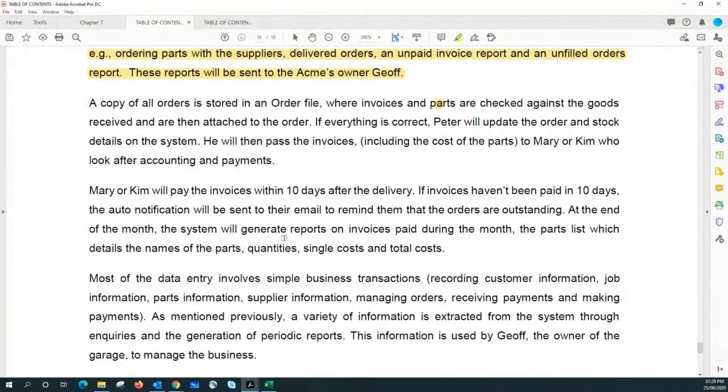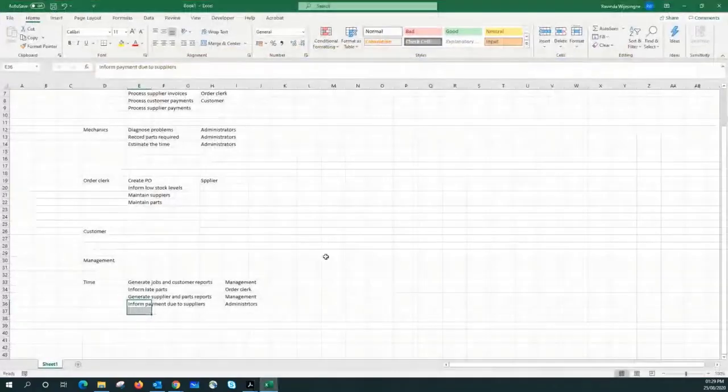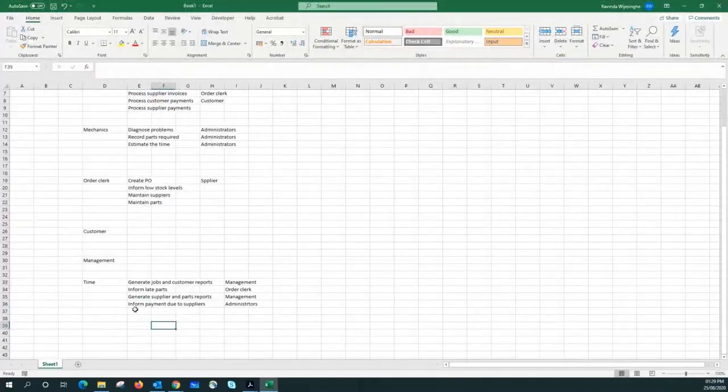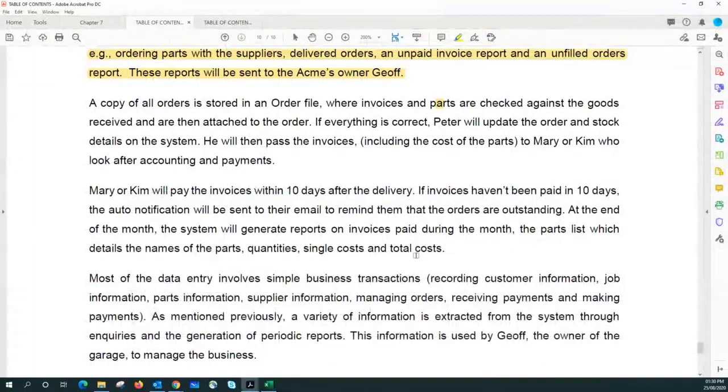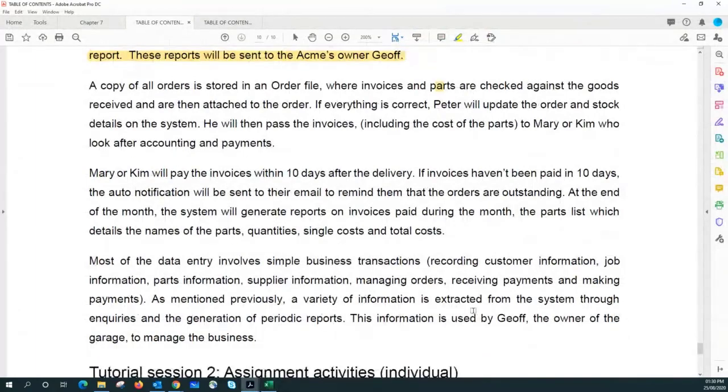At the end of the month, what is paid during the month, right? So at the end of the month, the system will generate reports on invoices paid during the month. The part lists details, the names of the part, quantities, and so on. I think we can handle that here, right? So let's assume that all these supply and parts related reports are handled by this process. So we already have something to handle these kinds of reports, so we don't need another one.